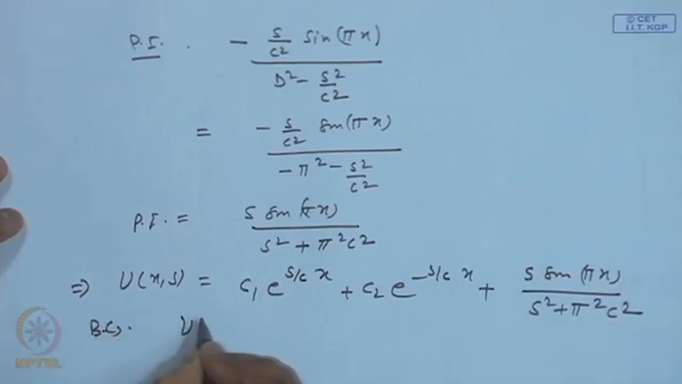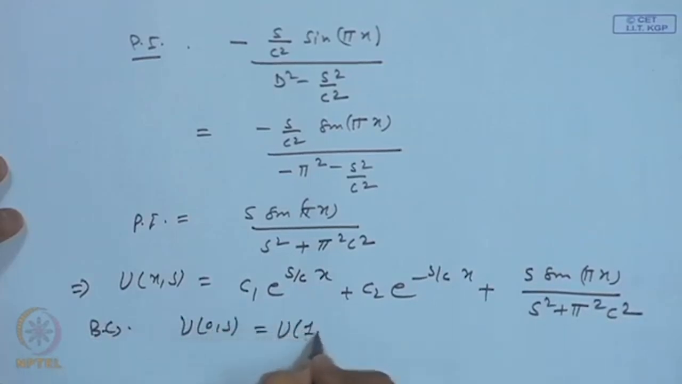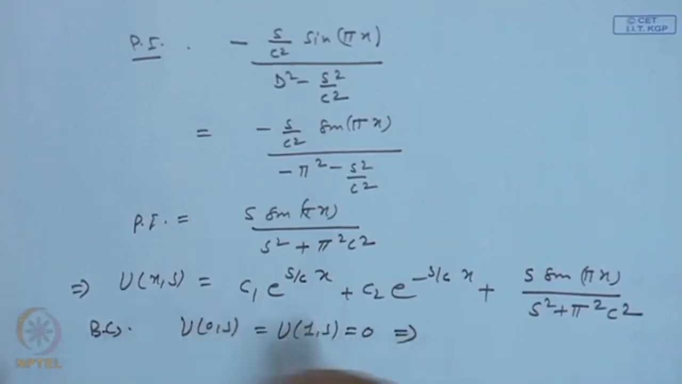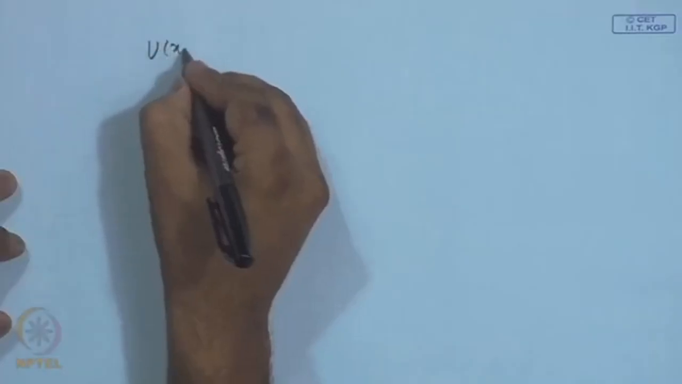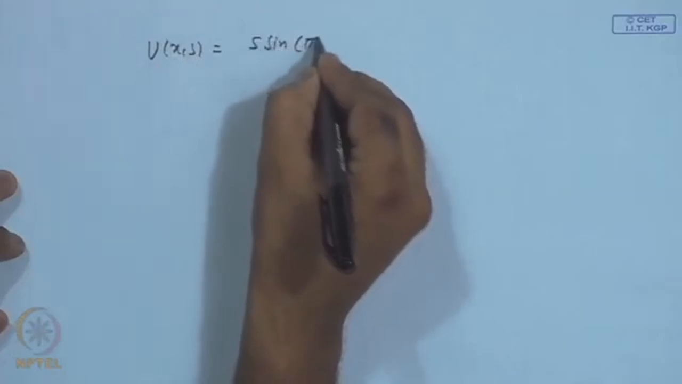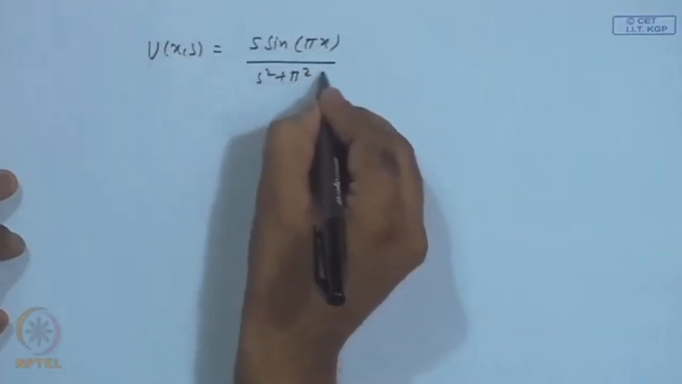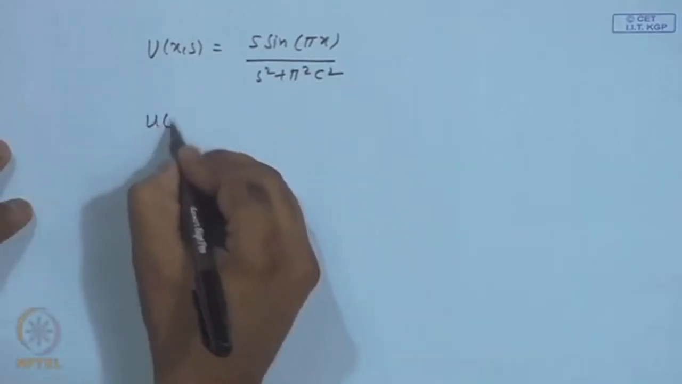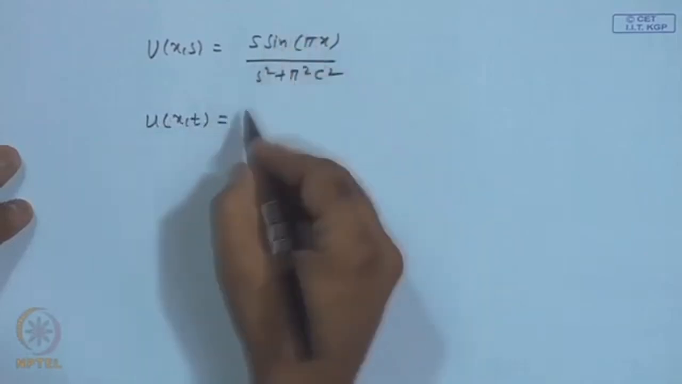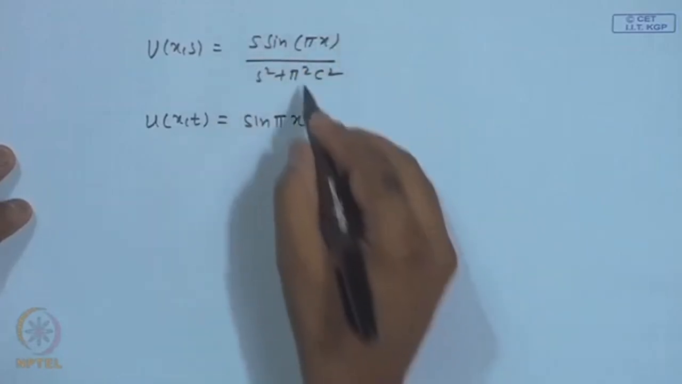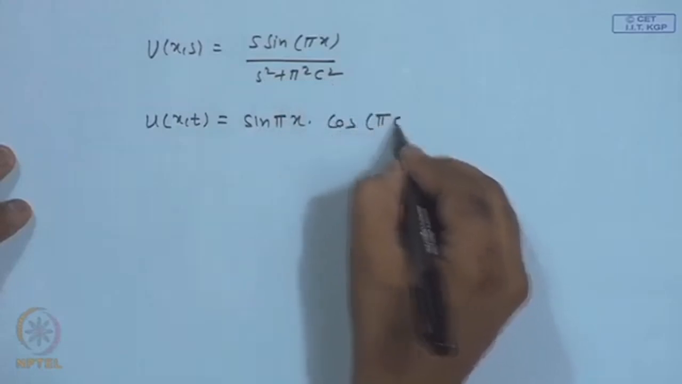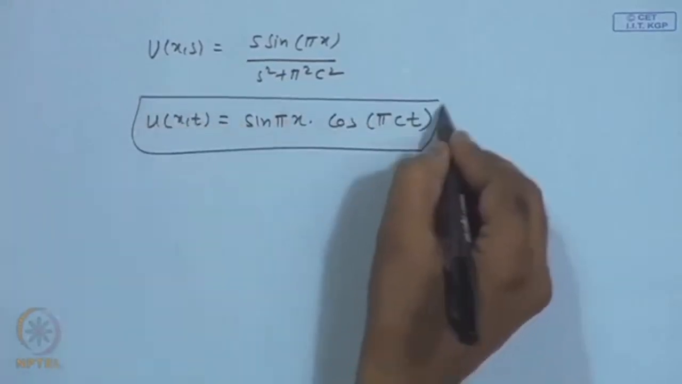And the boundary conditions are U(0,s) and also at 1 both are 0, and using these two boundary conditions we will get c1 and c2 both to be 0. So our solution would then be U(x,s) is s sin pi x over s square plus pi square c square. And now we take the inverse Laplace transform again. So we have u(x,t), where sin pi x is independent of t or independent of s, and then we have s over s square plus pi square c square, which is cos pi c t. So this is the solution of the given wave equation.